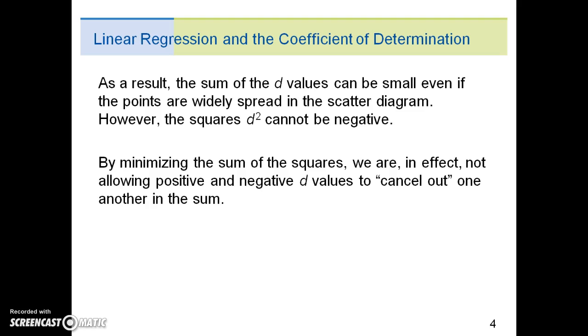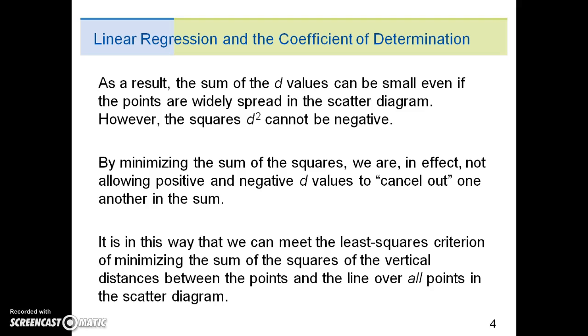By minimizing the sum of the squares, we are in effect not allowing positive and negative D values to cancel out one another in the sum. It is in this way that we can meet the least squares criterion of minimizing the sum of the squares of the vertical distances between the points and the line over all points in the scatter diagram.